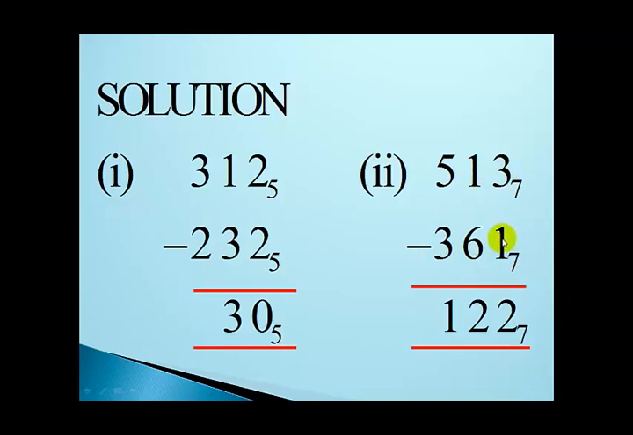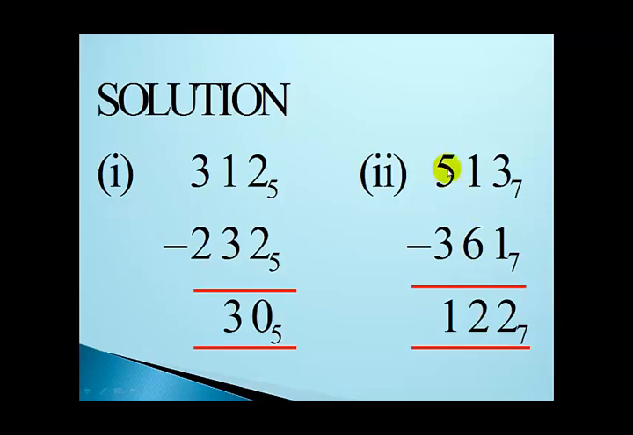Now when we subtract 1 from 3, the answer is 2. Subtracting 6 from 1, because 6 is greater than 1, we need to borrow. And because we are working in base 7, the 1 we are borrowing is equivalent to 7. So when we add 7 to 1, we have 8. Now when we take 6 from 8, the answer is 2.